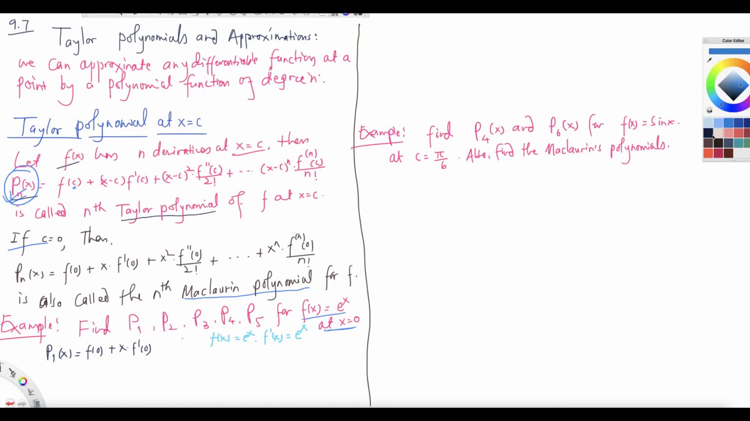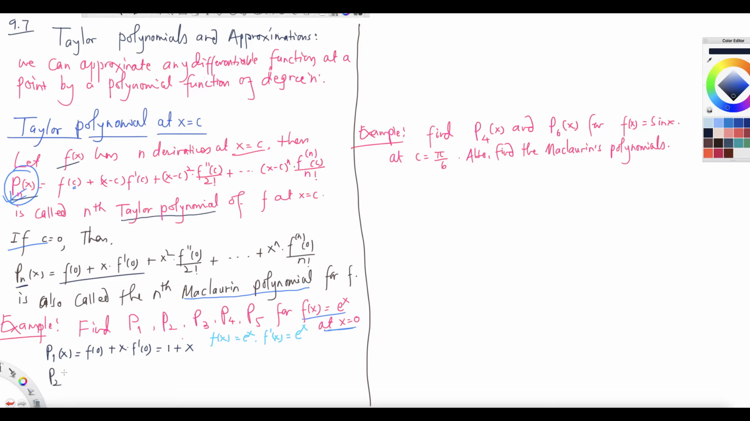So what do you get basically? Basically you get 1 plus just x. So P1 of x is 1 plus x, because you just plug in here, right? That's what you did, right? You plug in there. Now what if you want to do P2 of x, then you need to go to the second derivative.